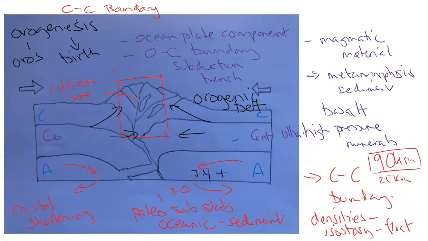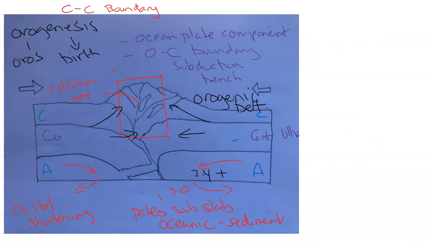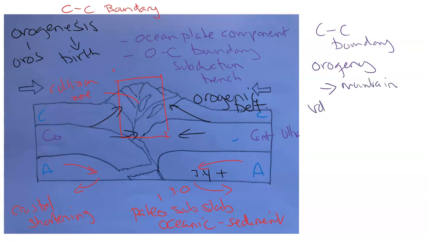So what we have here is a fully fledged continent-to-continent boundary. You formed the orogeny, so you have the high mountains. Oh, what's that? The high mountains have some extinct volcanoes or volcanic material due to the old subduction slab, and you have faults.